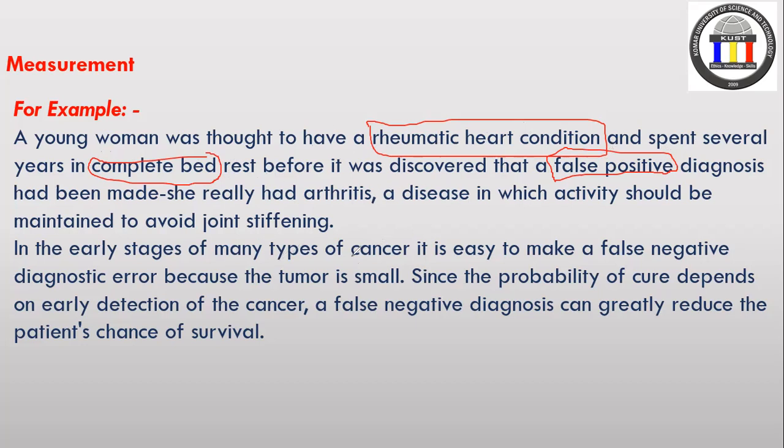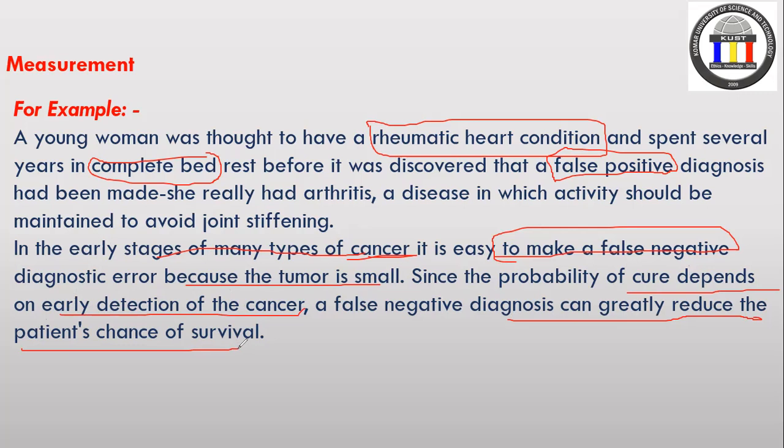Another case we have is cancer, okay? In the early stages of cancer, it's easy to make a false negative. What does that mean? That means the doctor said you don't have cancer and actually you have it, because in the early stage you cannot diagnose it, okay? And because the tumor is small. Since the probability of cure depends on the early detection of the cancer, a false negative diagnosis greatly reduces the patient's chance of survival. This is in the past.